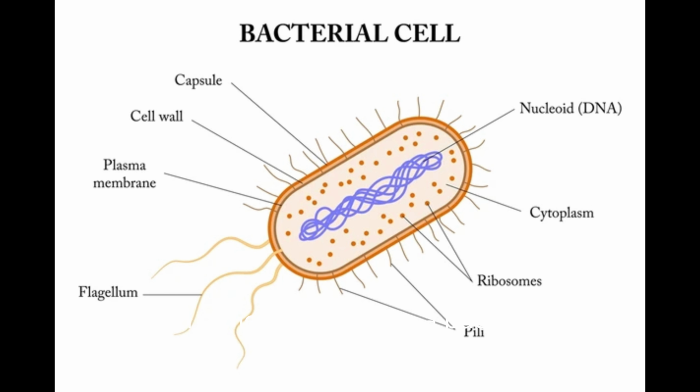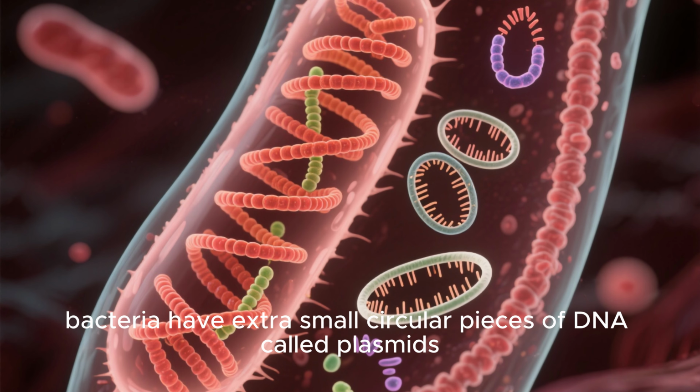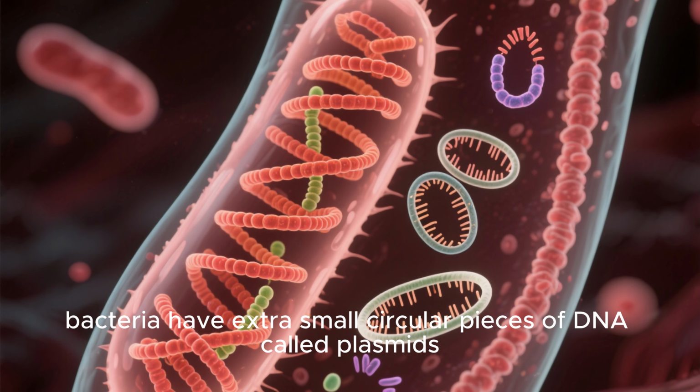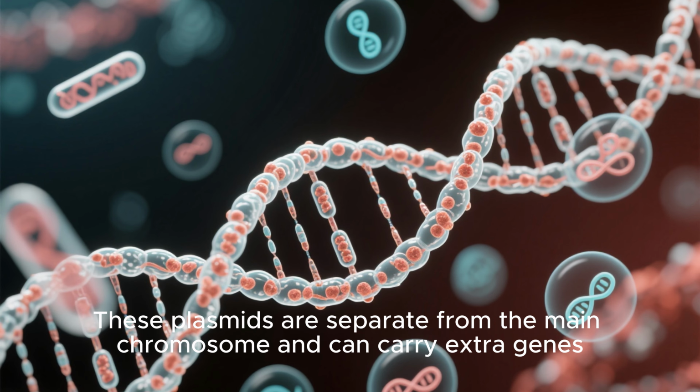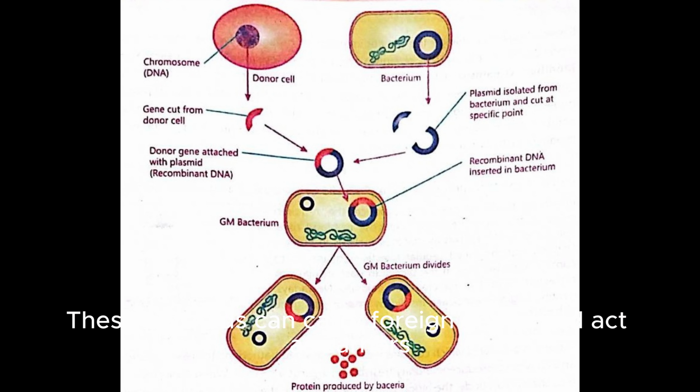The main genetic material in a bacterium is a single circular chromosome. Along with their main chromosome, bacteria have extra small circular pieces of DNA called plasmids. These plasmids are separate from the main chromosome and can carry extra genes. These plasmids can carry foreign genes and act as carriers, also called vectors, to transfer useful genes into bacteria.